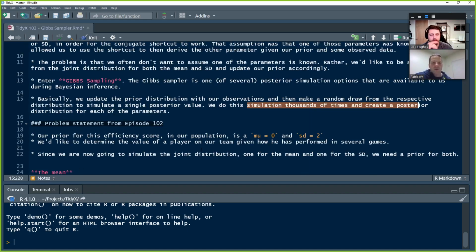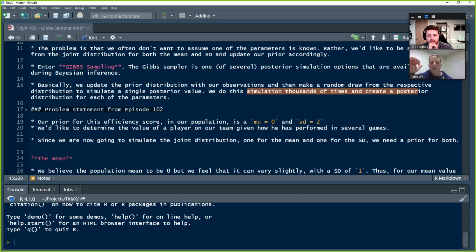So let's take a look at our problem statement from episode 102. We remember we had an NBA player efficiency score, a basketball efficiency score, and in the population, we believe it to be a mean of 0 and a standard deviation of, I think, 1, which is what it was last week. So let's make sure we change that so that we're consistent.